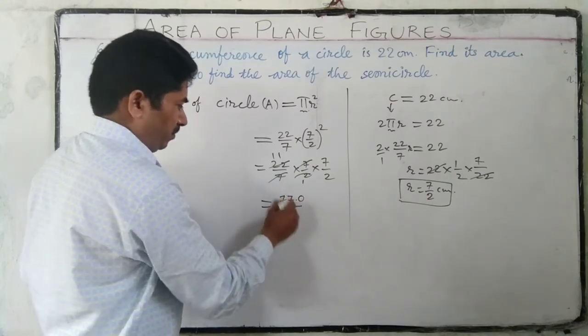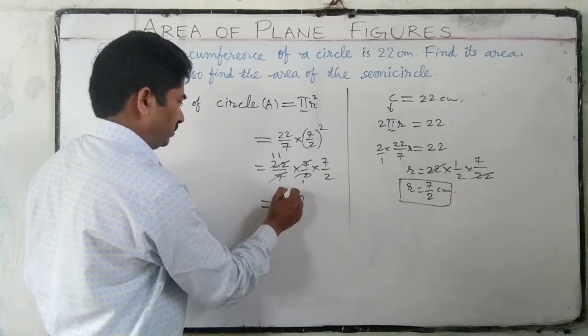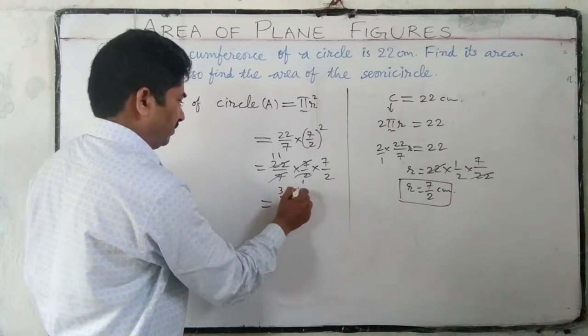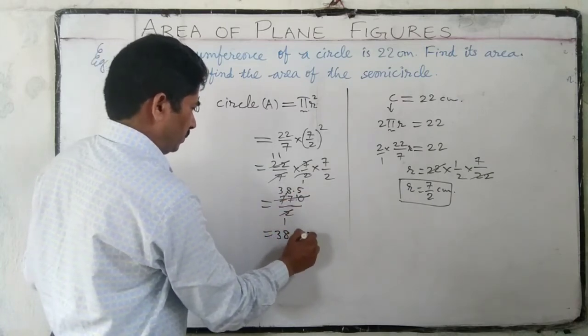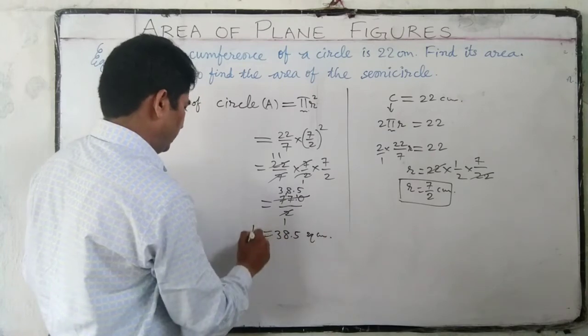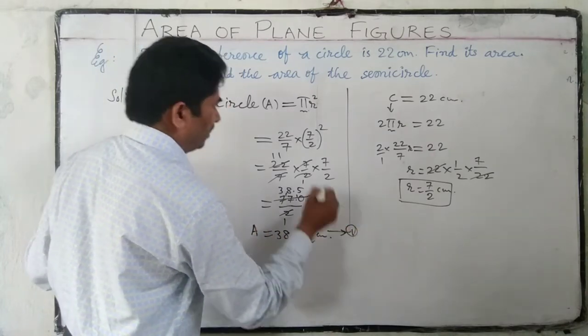Keeping point and 0, we have to cancel 2 ones, 2 3s are 6, 2 7s are 14, 2 8s are 16, 2 5s are 10. 38.5 square centimeters. This is the area of a circle. So we got one answer.